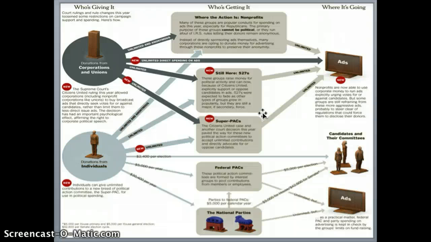Well, I hope this helped. I know some of you were at an assembly today, and I wanted you to be able to have some type of guidance in going over campaign finance. And if you have any questions, don't be afraid to ask.